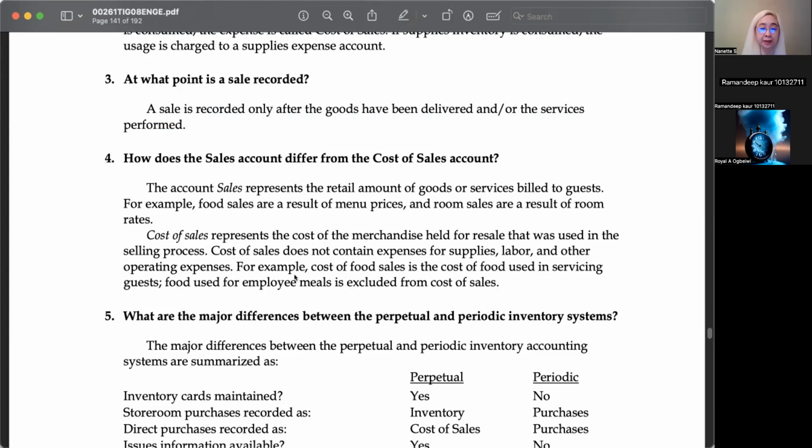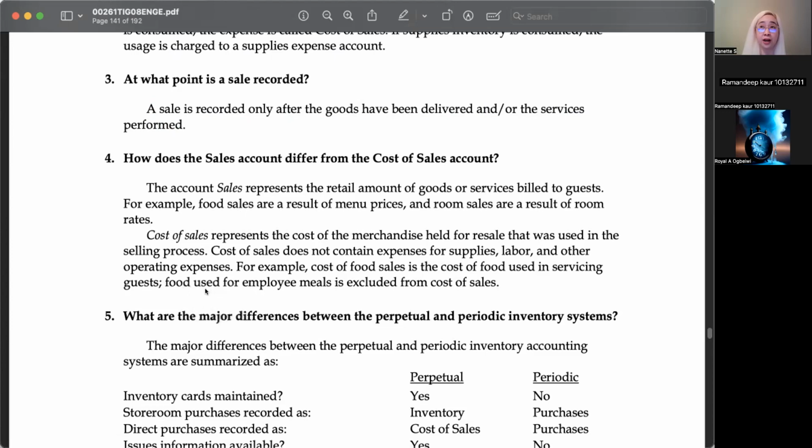Right. Thank you, Raman. So you have two different types of account, your sales account and cost of sales account. Now, typically in a hotel or a restaurant, you have food sales or room sales. So the food sales and the room sales include labor and utilities. So it includes everything that went into the production and delivery of the item.